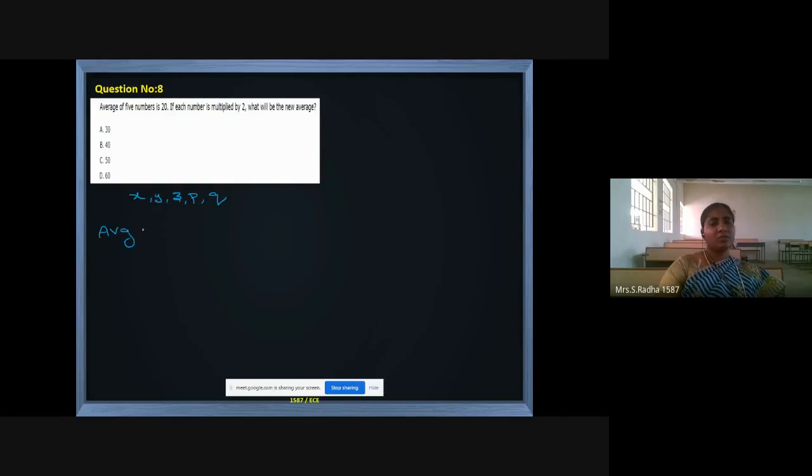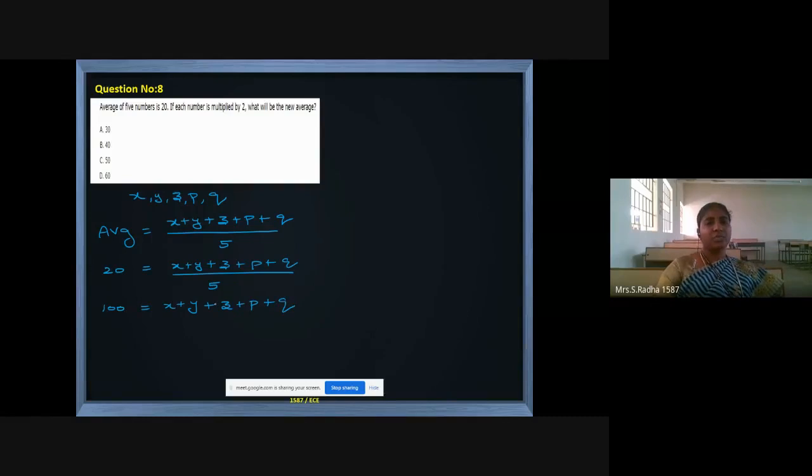So average of these 5 numbers is sum of the quantities by number of the quantities. How many numbers we are adding? Already it is given average is 20. So X plus Y plus Z plus P plus Q divided by 5. So sum of the 5 numbers, you cross multiply the 5, so we are having 100 as the sum of the numbers.